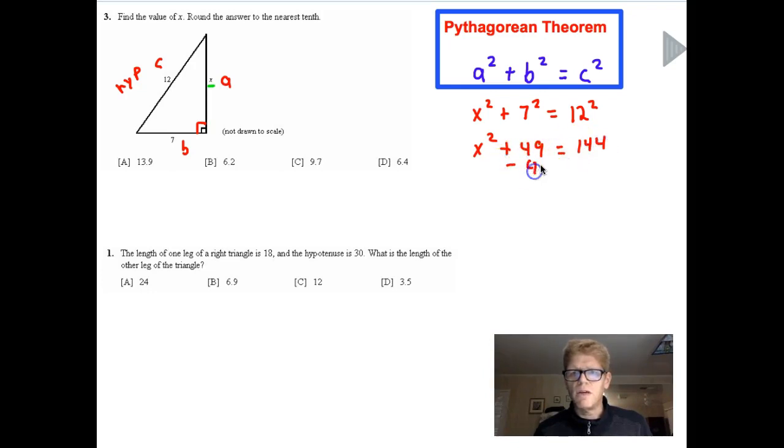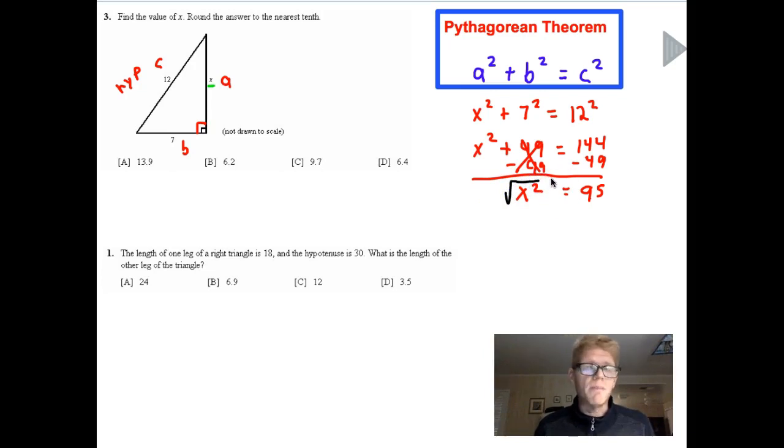We'll subtract 49 from both sides. 144 minus 49 is going to give us 95. So x squared, the 49's cancel out, is equal to 95. At this point, we have to find the value. We have x squared equal to 95, but we don't want x squared, we just want x. So how can we undo x squared? Well, we take its square root.